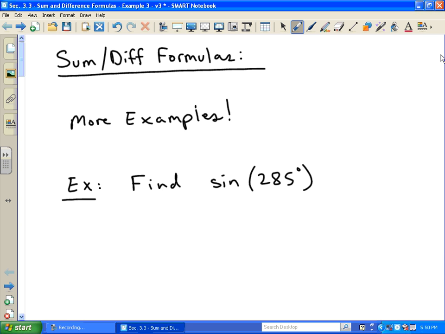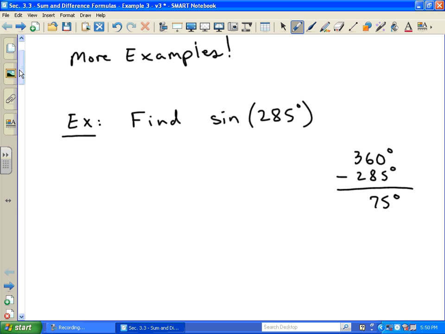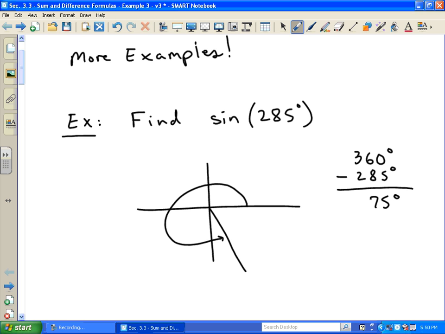And so on this particular problem, I'll take 360 degrees and subtract the 285 from that. If I do that, I end up with 75 degrees. So let's draw a picture of what we're looking at here. 285 degrees is, we know, past the 270 mark, so it'll be over here. And we have a reference angle in here of 75 degrees.